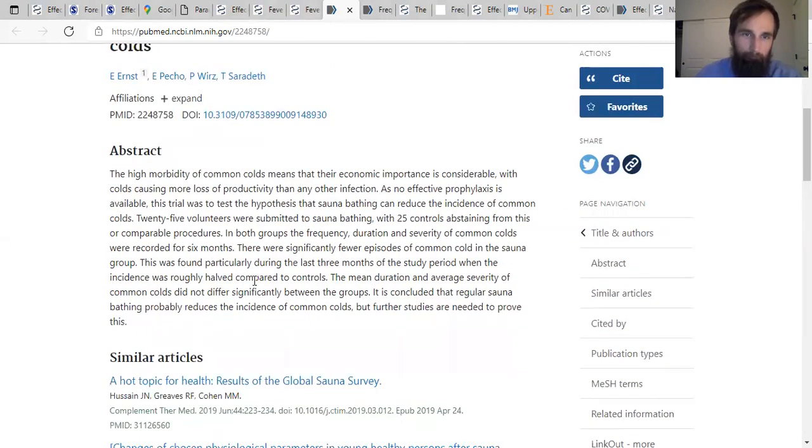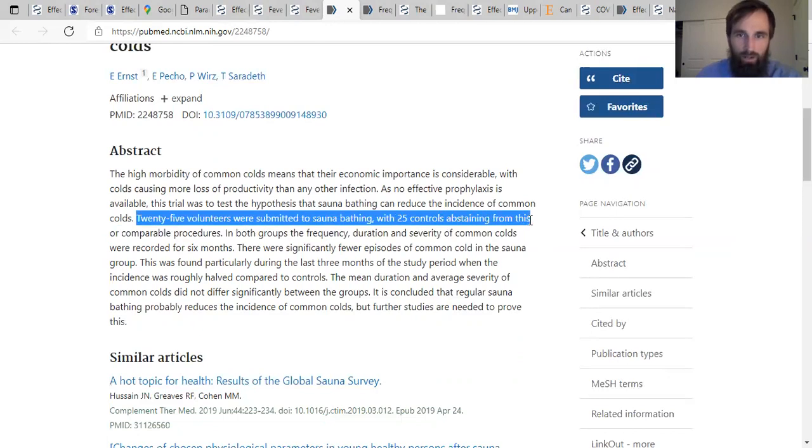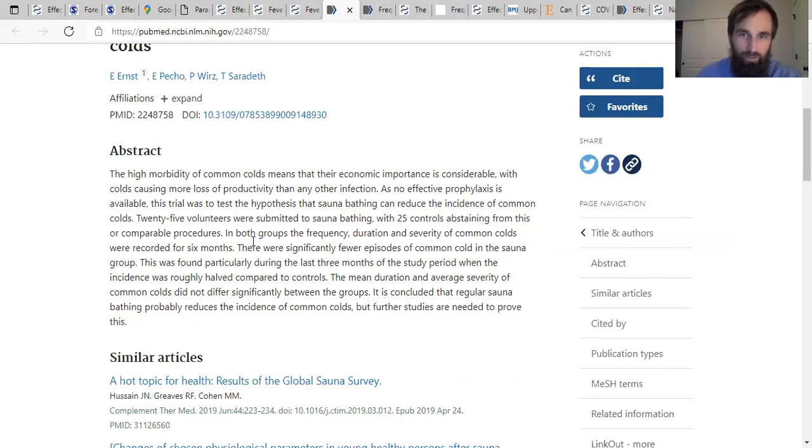So they took 25 volunteers and submitted them to sauna bathing with 25 controls abstaining from comparable procedures. So this was a randomized controlled trial. In both groups, the frequency, duration, and severity of common colds were recorded for 6 months.